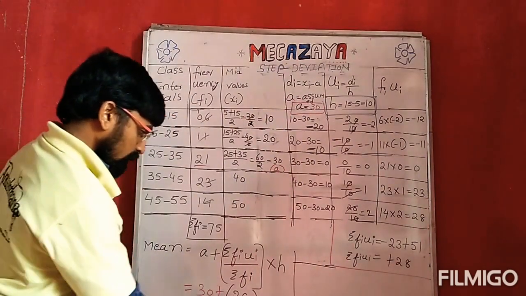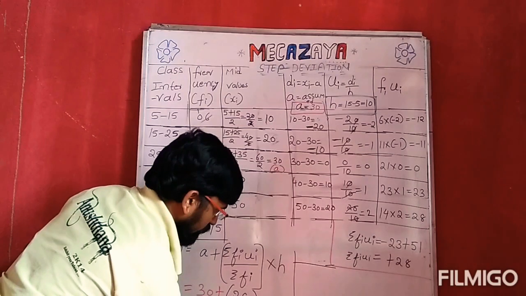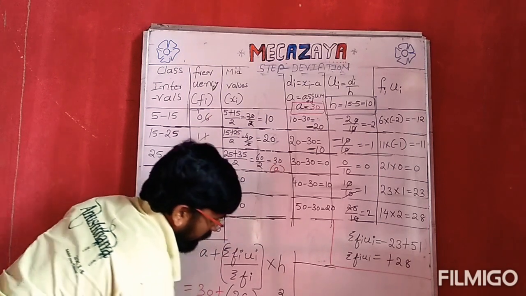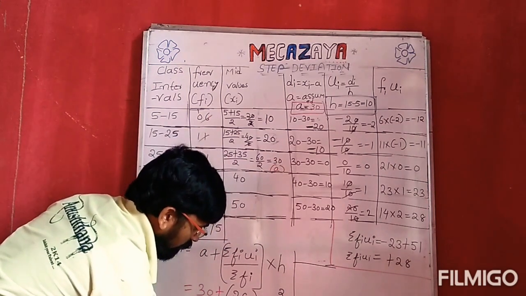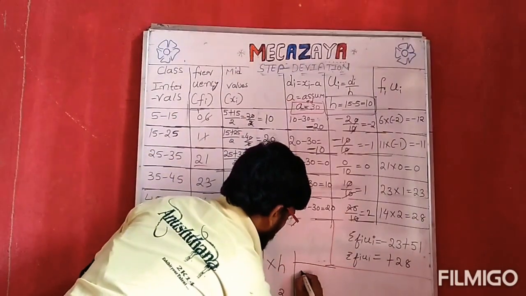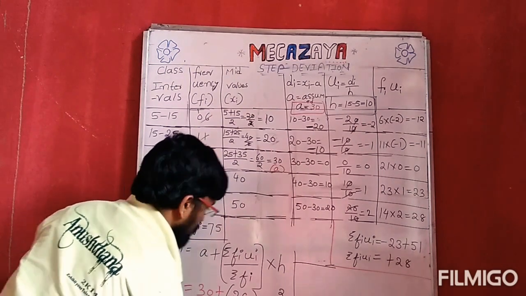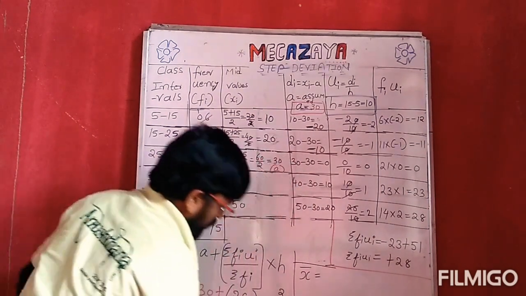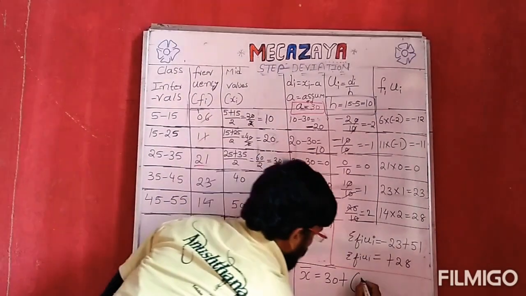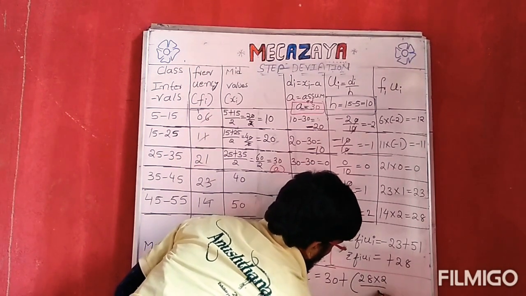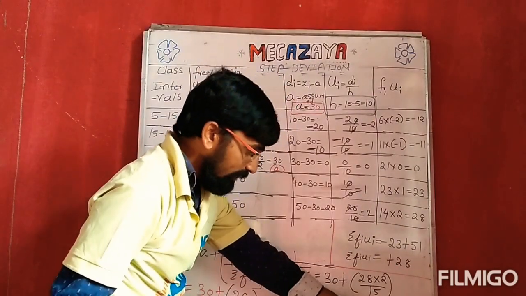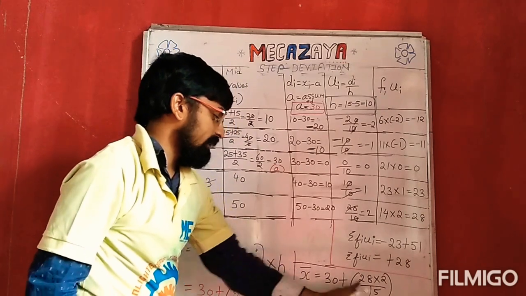First, multiply 28 into, otherwise, the 5 table: 5 2s are 10. Next, that will be x bar. Median equals mean equals x bar. X bar equals 5 2s are 10, 15 5s are 75. So 30 plus 28 into 2 by 15. So multiply this and divide this.